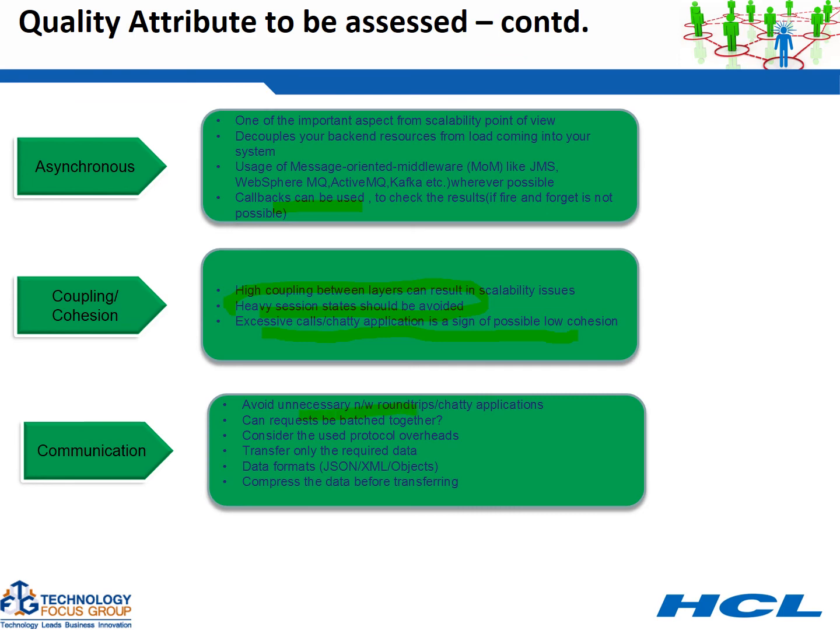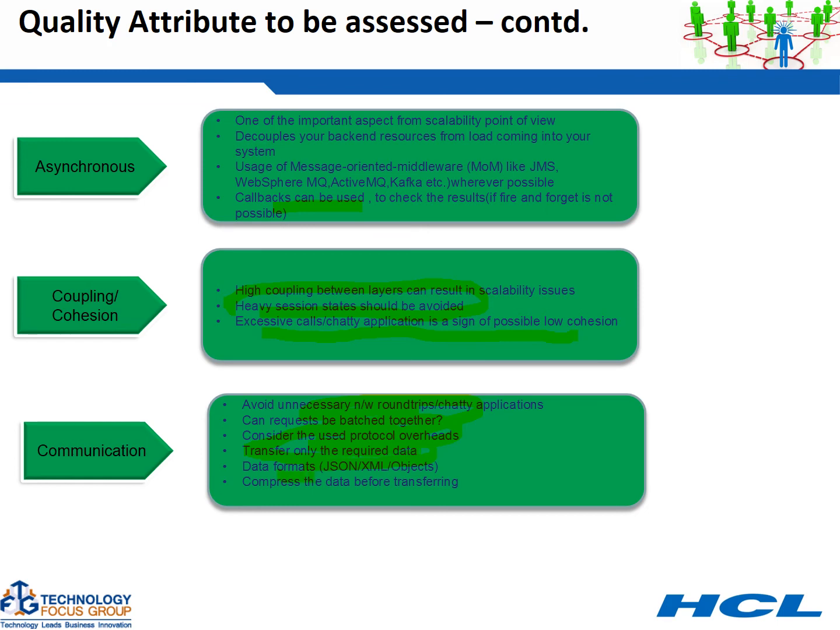Avoid unnecessary round trips. See if there is a possibility of batching the requests, and always consider the protocol which is being used and its overheads. For example, if I take the example of HTTP versus HTTPS, generally HTTPS will have at least 10% overhead. So even if you are using complex protocols and all those things, you need to be aware of the overheads and their demands. And transfer only the required data instead of passing the complete data. Transfer only whatever is required.